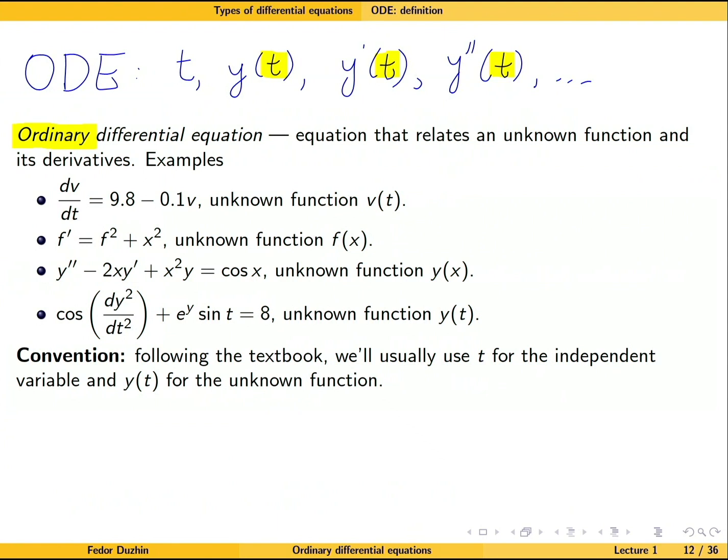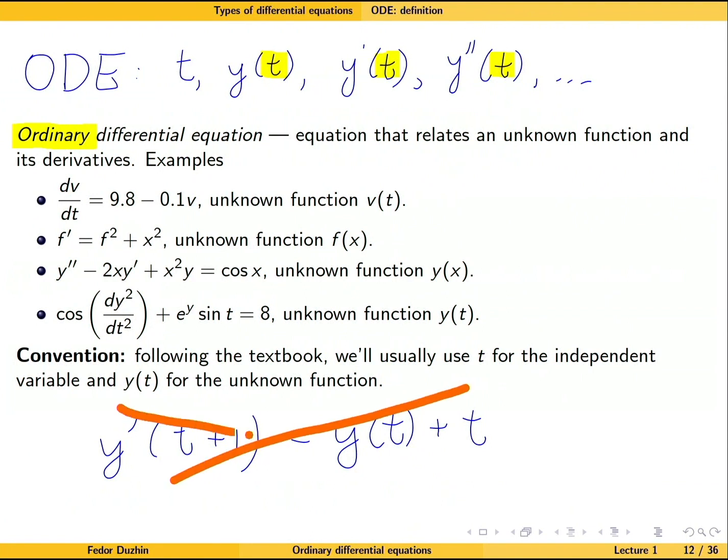You could imagine something like y prime evaluated not at t but at t plus 1, and this is the same as, say, y of t plus t. You could try to find unknown functions y of t such that if you take y prime evaluated at t plus 1, you get the same expression as if you take t plus y evaluated at t. So this is a differential equation, but it is not ordinary. This is called a delayed differential equation or a functional differential equation.